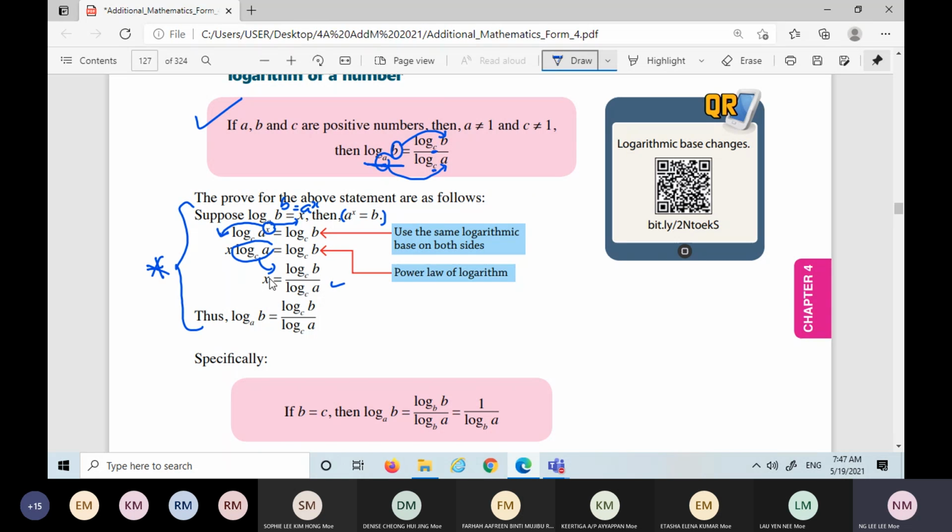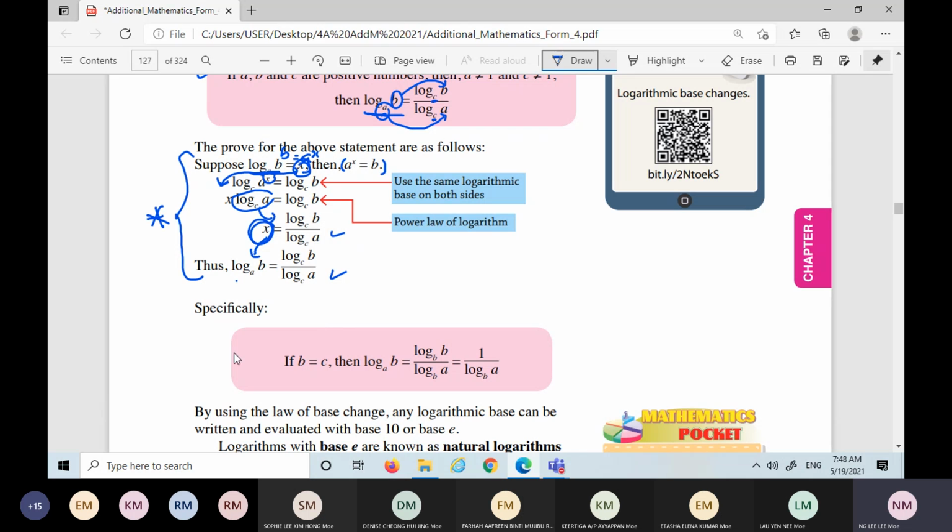Then we come back to the first line, what you assumed. So what is x? x is the log AB. So replace the x with log AB. Therefore, you see, log AB is equal to log CB over log CA. This is how you get this equation or the formula.